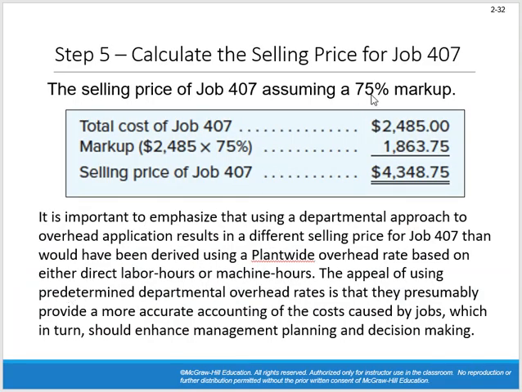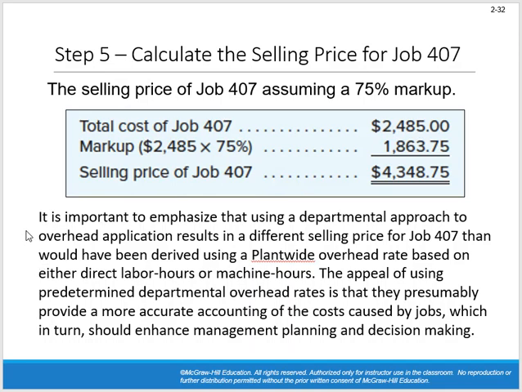So when they say a markup of 75%, that means that we're going to take $2,485 times 75%. So that's $1,863.75, and we add that on top of our job costs. So we would price the job at $4,348.75. Another way to achieve that would be just to take $2,485 times 1.75, 1 being 100% of $2,485, and then .75 would be the 75% markup on top of that.